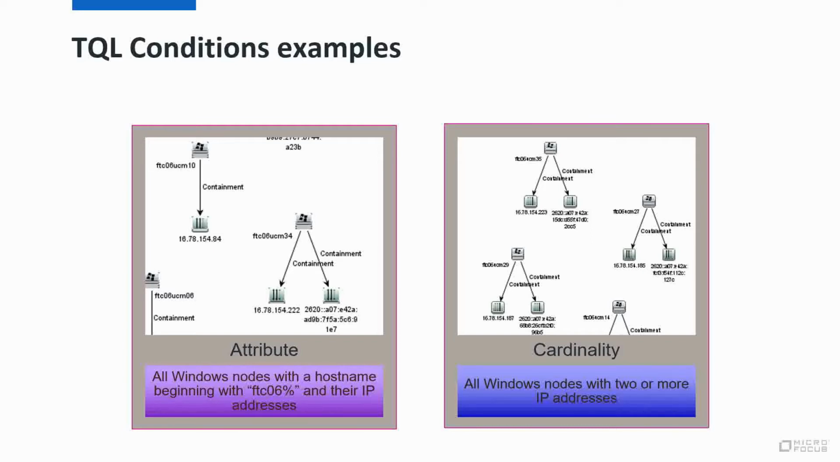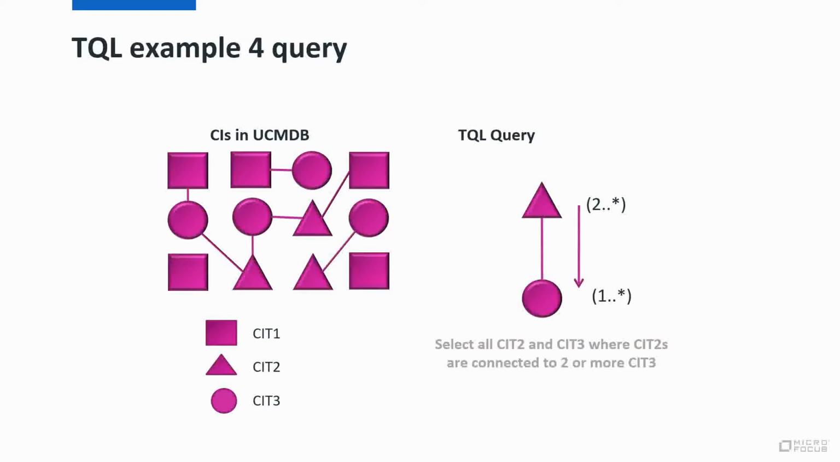On the right-hand side, if we do some cardinality restrictions, I could say I want all Windows nodes with 2 or more IP addresses. And you can see that we do not display any CIs which only have a single IP address. This thought of cardinality is an important one in UCMDB. And it acts from both sides of the relationship.